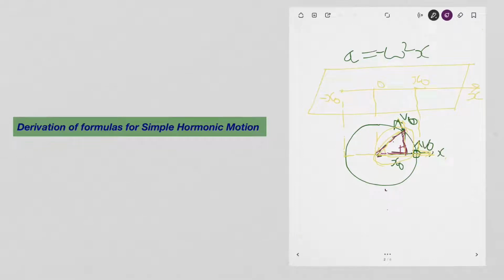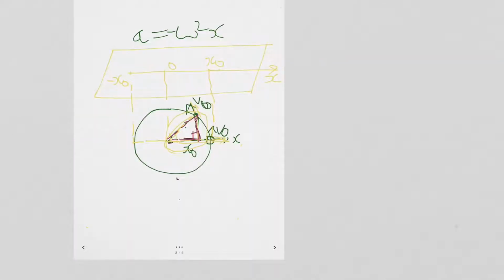Hello students, in this video we are going to derive a few formulas for simple harmonic motion. We know that an oscillating spring is related to uniform circular motion, because the ball revolving around a certain center or axis behaves in the same way as the mass in our mass-spring system. So let's get started. In this video we are going to derive the formulas for displacement, velocity and acceleration in simple harmonic motion.